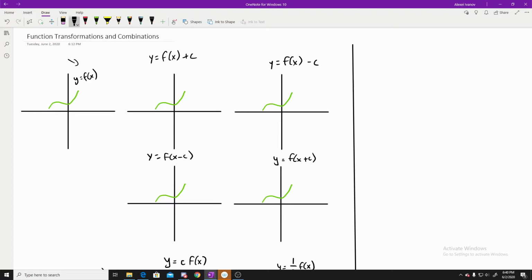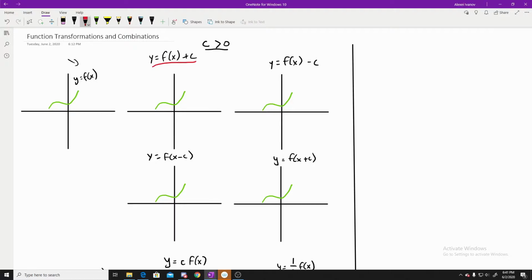Let's also pretend that we have this constant called c, and let's assume that for the purposes of this video that c will always be greater than 0. So this will be the constraint on c, and wherever we see this constant, let's assume that it is always greater than 0.